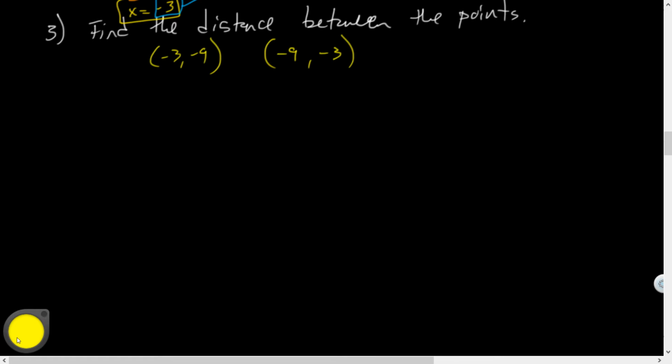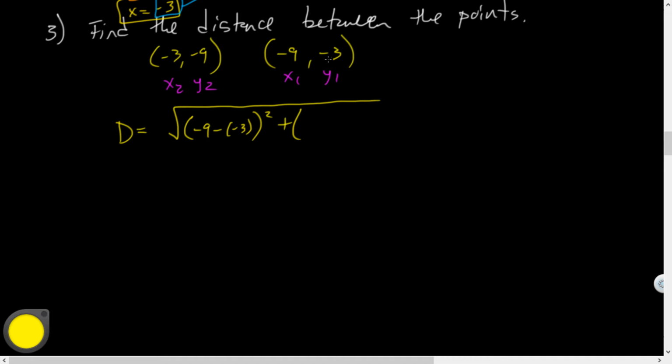All right. So if this point was x1, y1, and this point was x2, y2, let's plug it into the distance formula, which you guys all have memorized. So the distance is equal to the square root of, let's do negative 9 minus negative 3 squared plus negative 3 minus negative 9 squared.